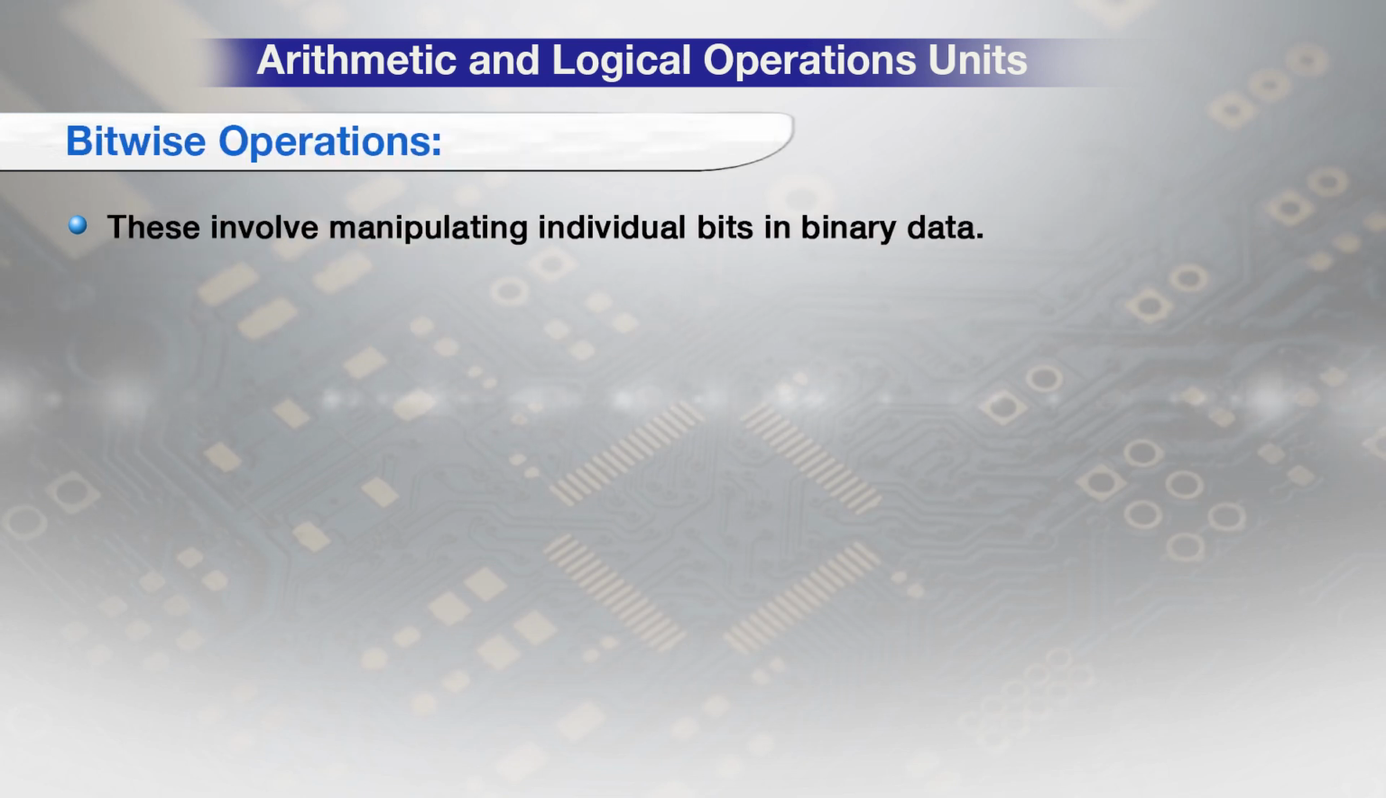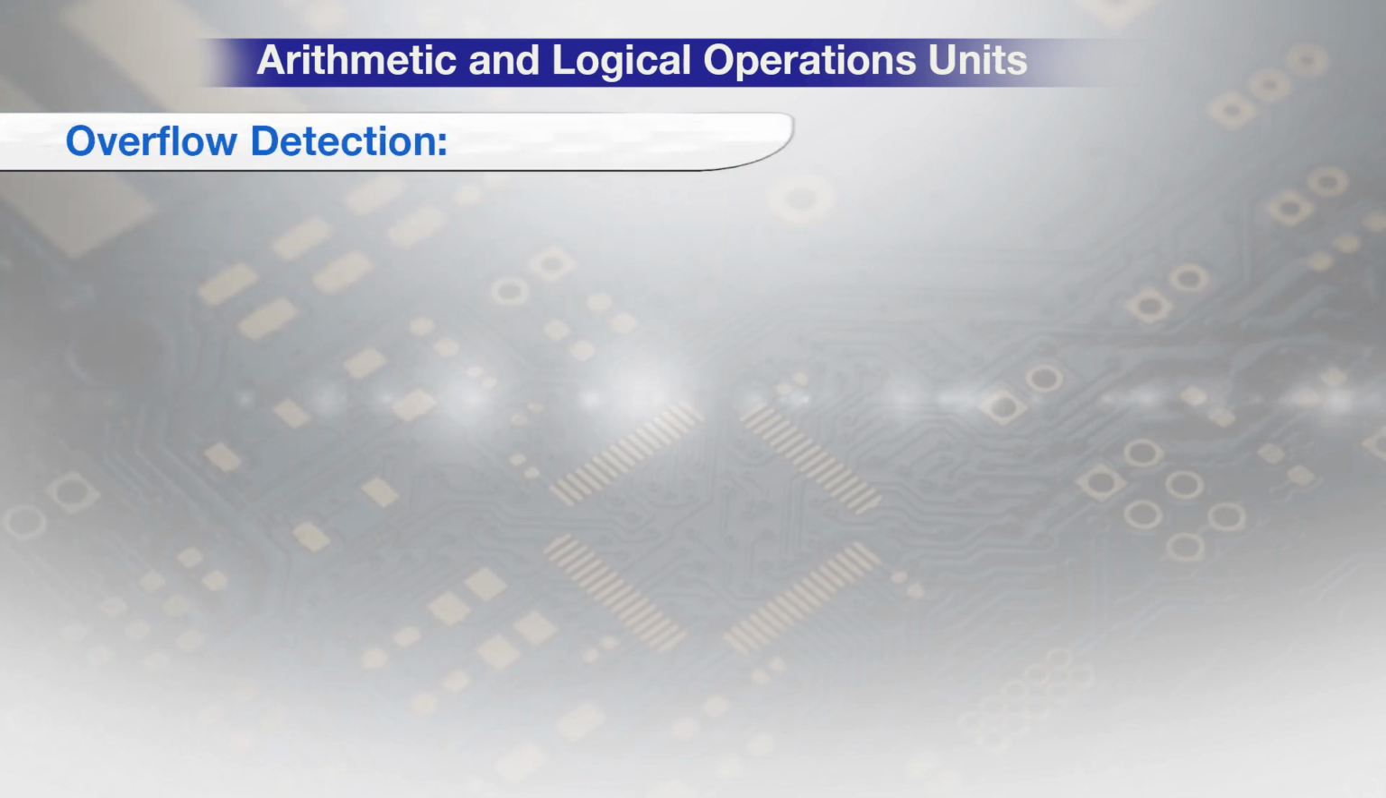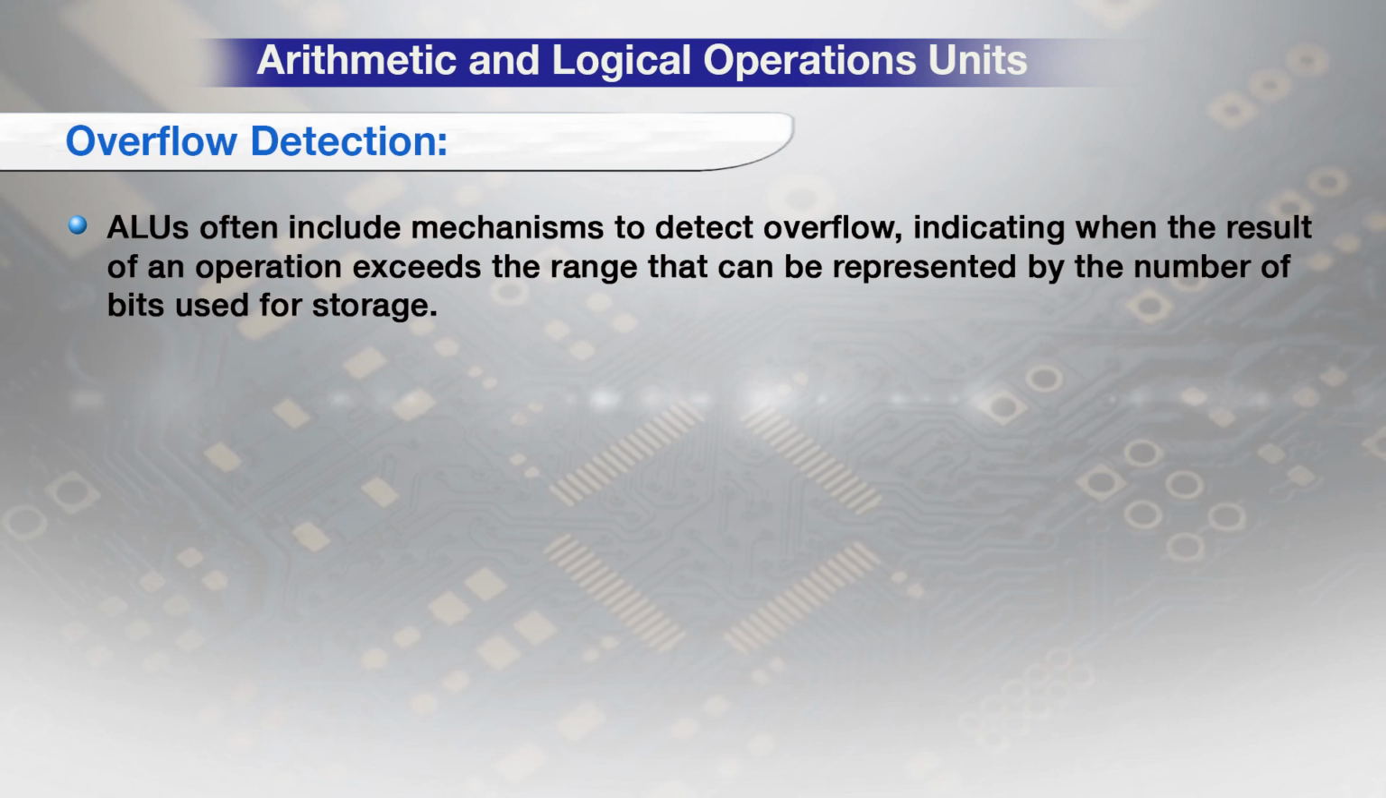Bitwise operations involve manipulating individual bits in binary data. Bitwise operations include setting bits, clearing bits, toggling bits, extracting specific bits, etc. Overflow detection. ALU often includes mechanisms to detect overflow, indicating when the result of an operation exceeds the range that can be represented by the number of bits used for storage.